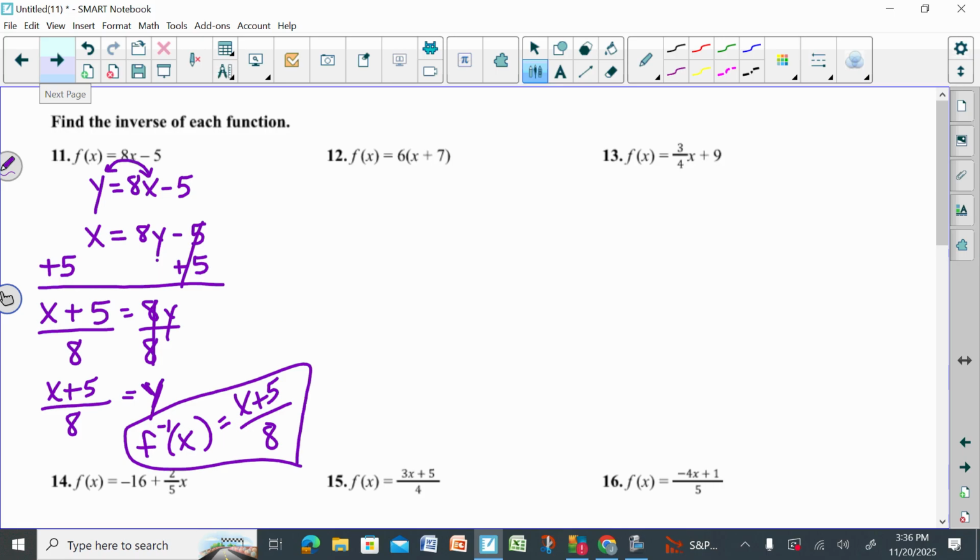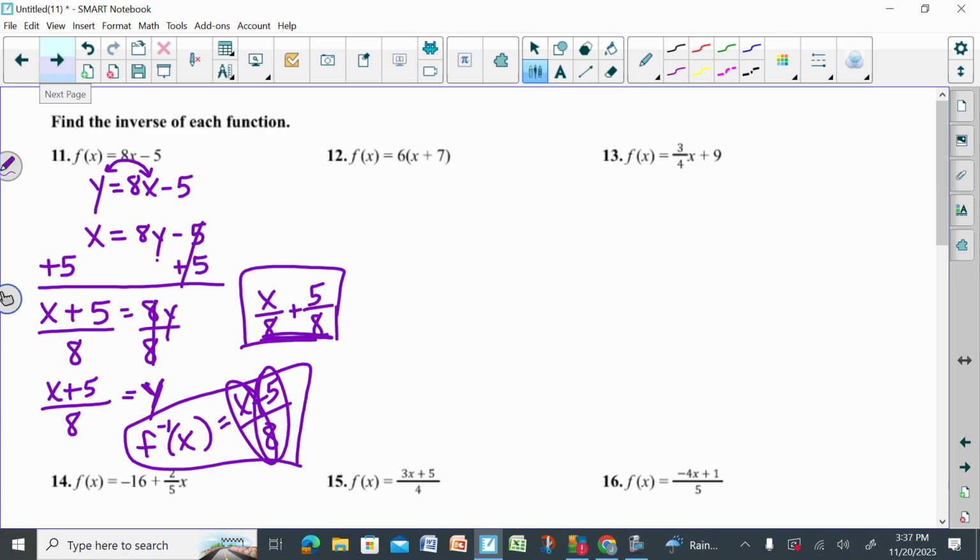You are allowed, if you need to, to divide those out. So you could have divided the x by 8 and then the 5 by 8, separate it, divide both of these by 8 and give this answer as well. Sometimes, if it's multiple choice, you have to be able to understand that they're both saying the same thing. Let's do 13, with a fraction here.